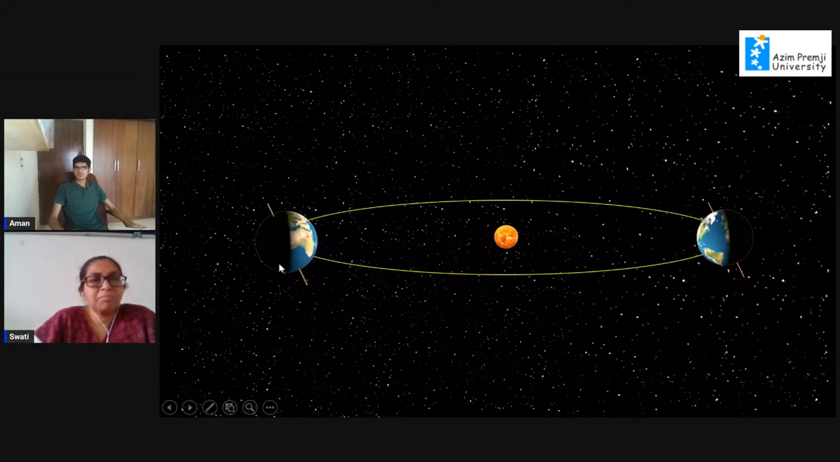And on December 22nd, which is your winter solstice for the northern hemisphere, the northern hemisphere is tilted away from the sun. So that's why you experience winter if you're in the northern hemisphere in December. Also, the northern hemisphere gets more daylight in summer and less daylight in winter. That's why days are longer in summer and shorter in winter.